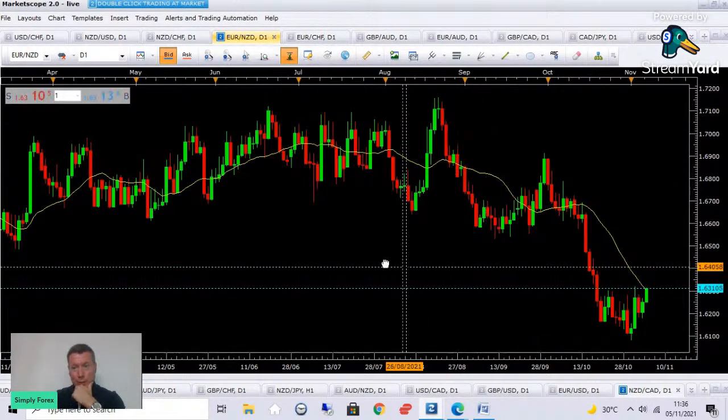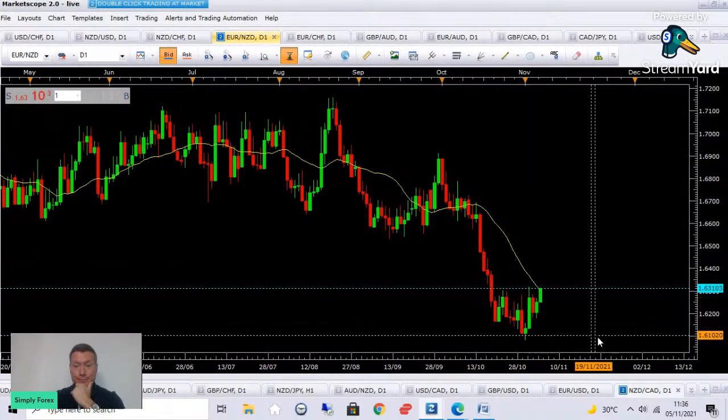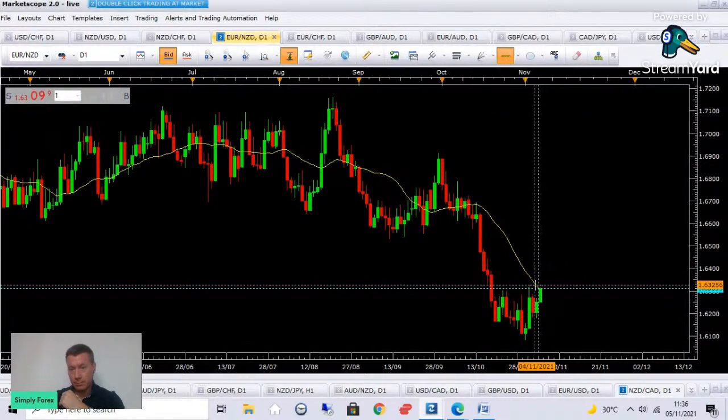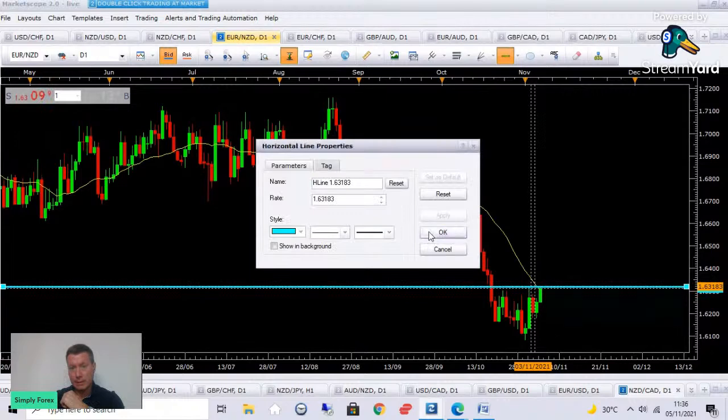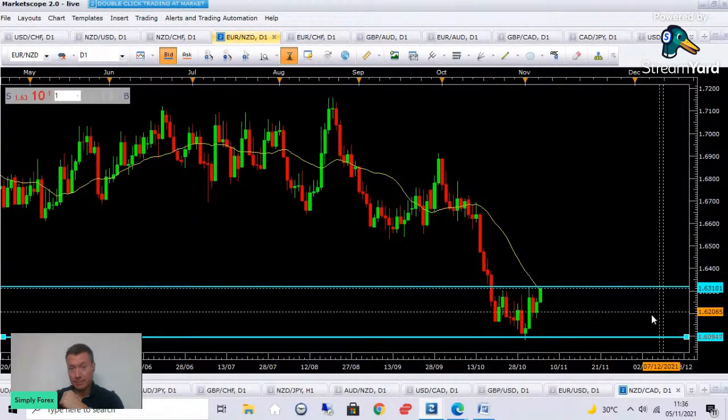So similar story to the Euro CAD, a bit choppy. Again, I would want to see price come out of this area.